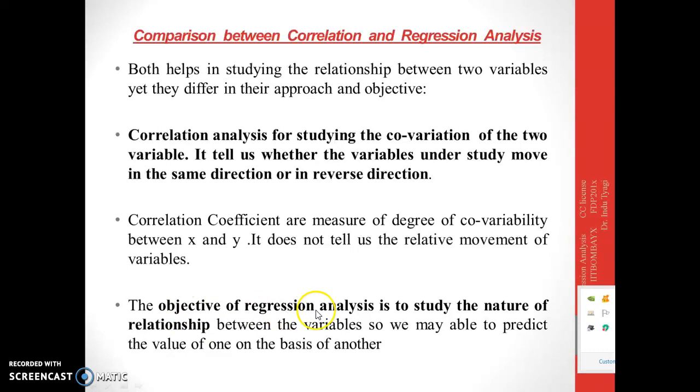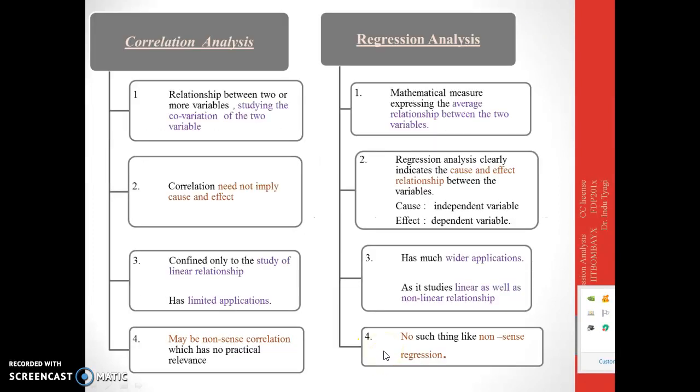The objective of regression analysis is to study the nature of the relationship between the variables, so that we may be able to predict the value of one on the basis of another. Here in this table, we do a comparison: correlation versus regression analysis.